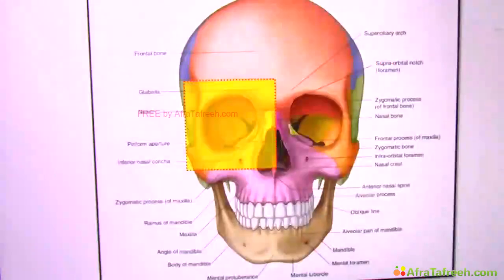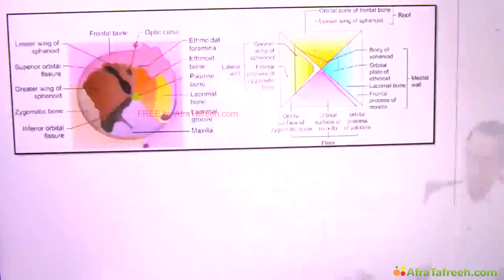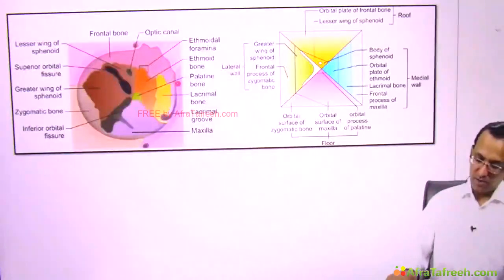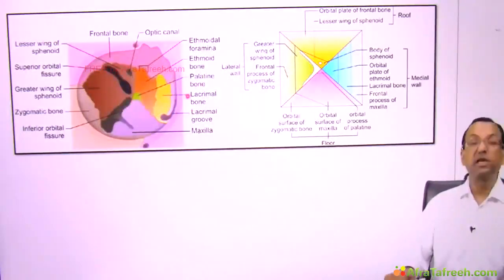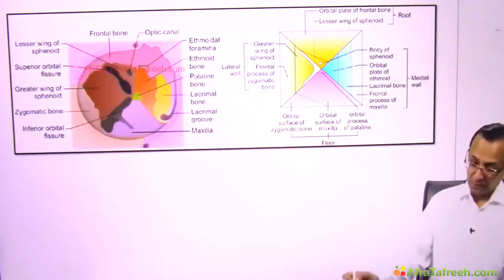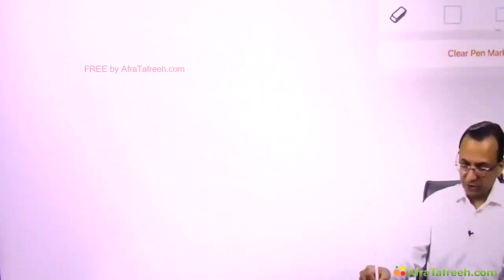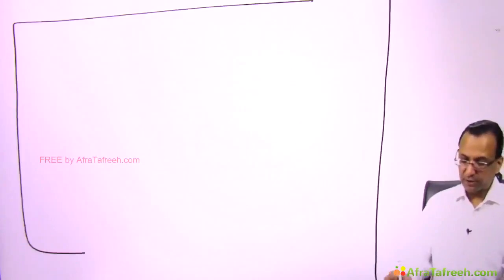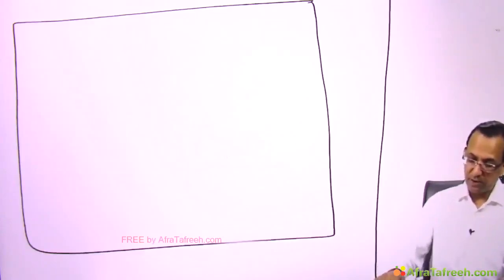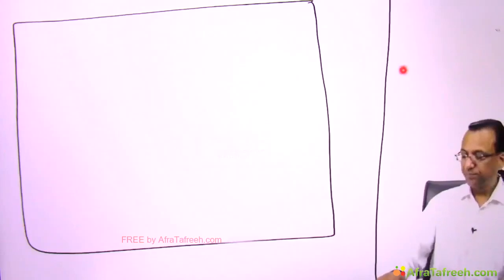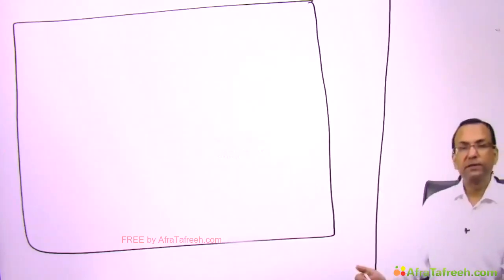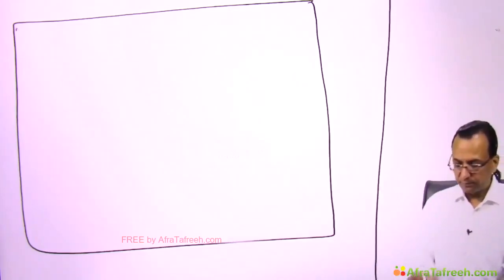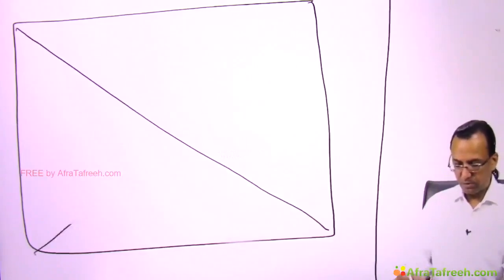The boundaries and fissures of the right orbit. This is going to be a schematic diagram, and let's do it. Right orbit? Yes, right orbit. So this is the midline of the body, and this is the right orbit you are drawing. That is where you will have the nose. Okay, then I'll draw. This is the orbit.